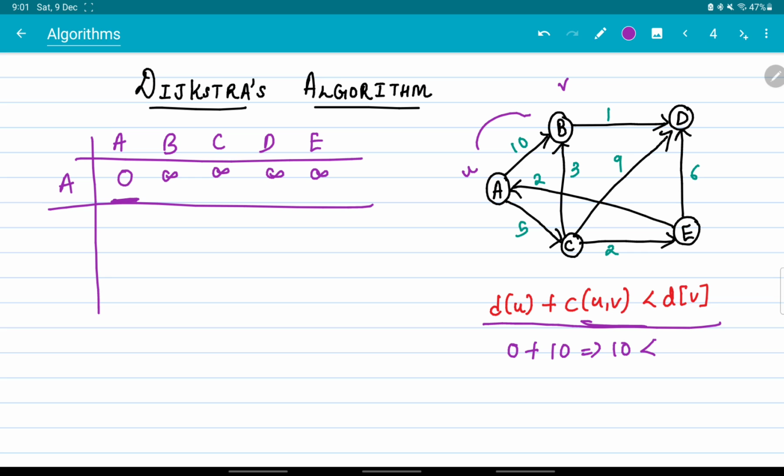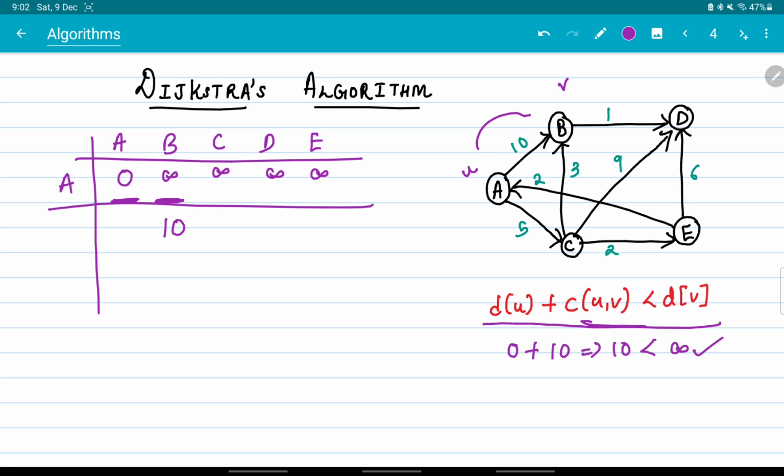Now this 10 should be less than the distance of V. Now what is the distance of V? From the table, if you see, the distance of V is infinity. That is what we assumed. Is 10 less than infinity is the question. Yes, 10 is less than infinity. So I will be updating the value or the distance of B as 10 in my table.